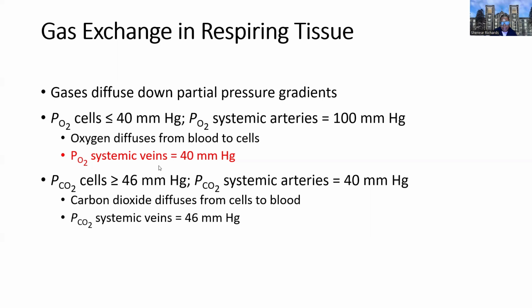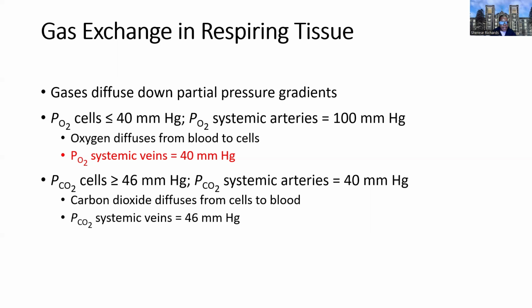Meanwhile, in the systemic veins, again, going back towards the heart, the systemic veins have a partial pressure of oxygen of 40 millimeters of mercury. So we can see that between the cells and the systemic veins, there is no gradient. So oxygen is no longer diffusing between the systemic veins and the cells. So after it leaves the capillaries in the systemic tissues and it's going back towards the right side of the heart, there is no gradient, so there is no longer any diffusion.